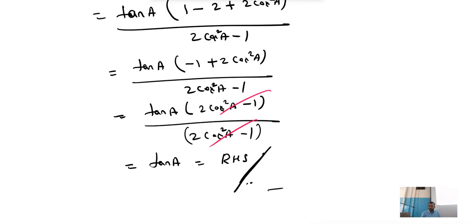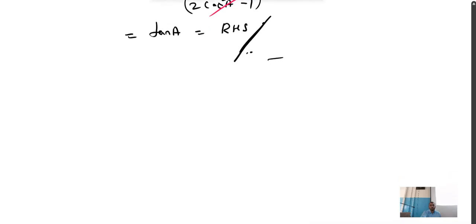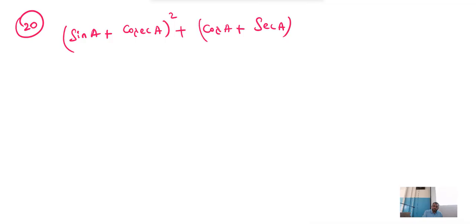Yeah, make a note. Question number 20. Let me try it fast. Prove that. Very important. Put a star mark. Prove that (sin A plus cosecant A) whole square plus (cos A plus secant A) whole square equals 7 plus tan square A plus cot square A. I think you know the answer for this, no?